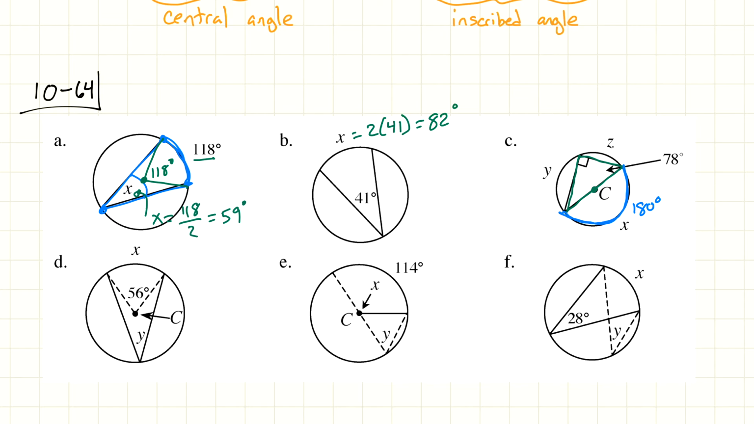On arc y, I notice it's connected to this inscribed angle, which has a measurement of 78 degrees. So if I want to figure out the arc, then I would double it. So 78 times 2: 70 times 2 is 140, plus another 16, so this would be 156 degrees.